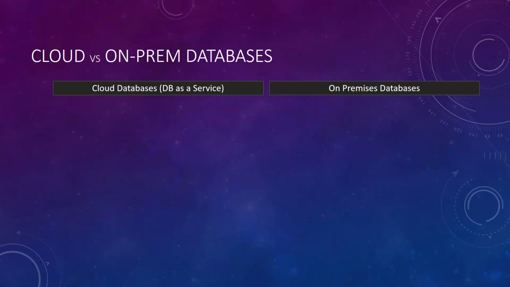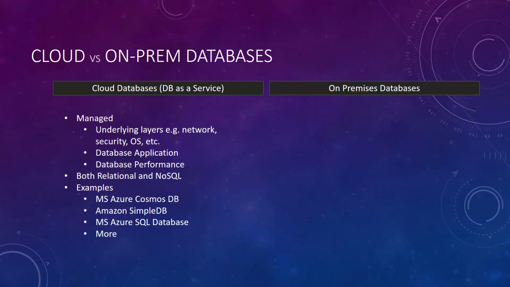A cloud database, on the other hand, or database as a service, is something that runs as a service. It doesn't require us to set up a server virtually or physically. So with that said, here are some of the key characteristics. A cloud database is basically a managed database. All the underlying layers, network, security, operating system, or the database application itself, are not managed by us. They're managed by the provider, whether it's Microsoft or Amazon or Google. And even database performance, they manage these things for us.